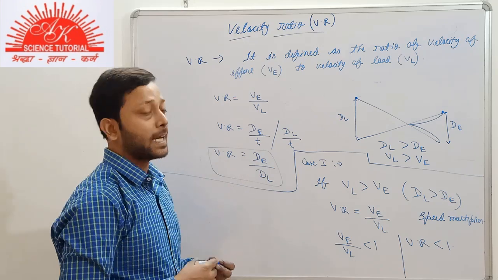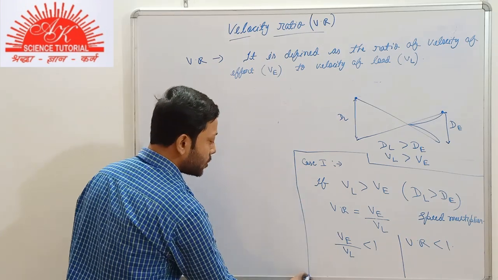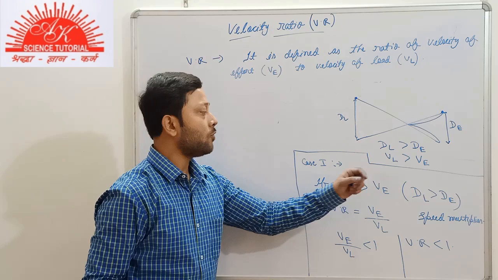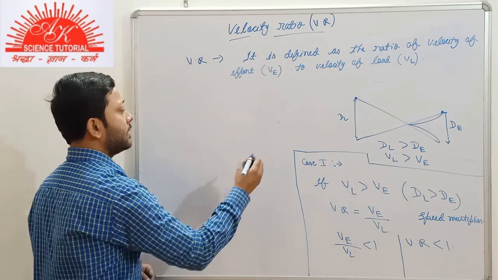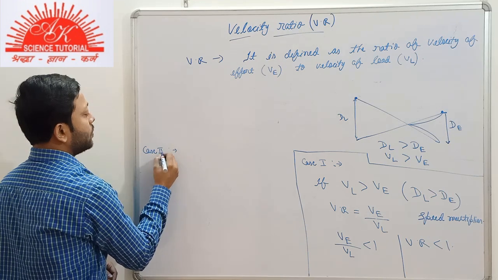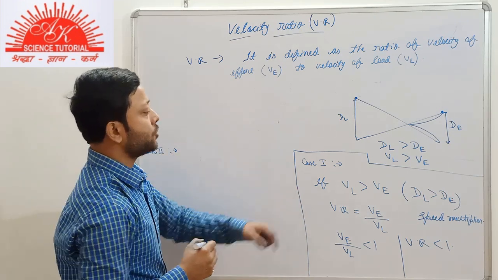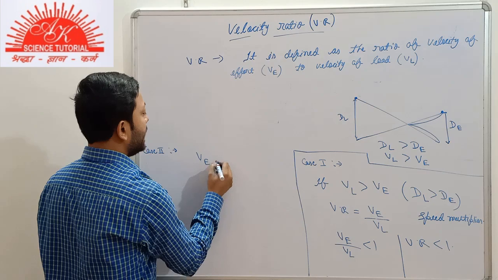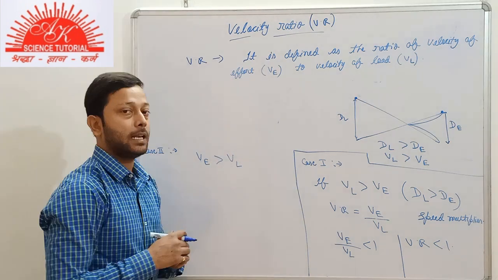Now we move towards the next case. It is just the reverse of case 1, where VL was greater than VE. Now in case 2, we assume that VE is greater than VL.